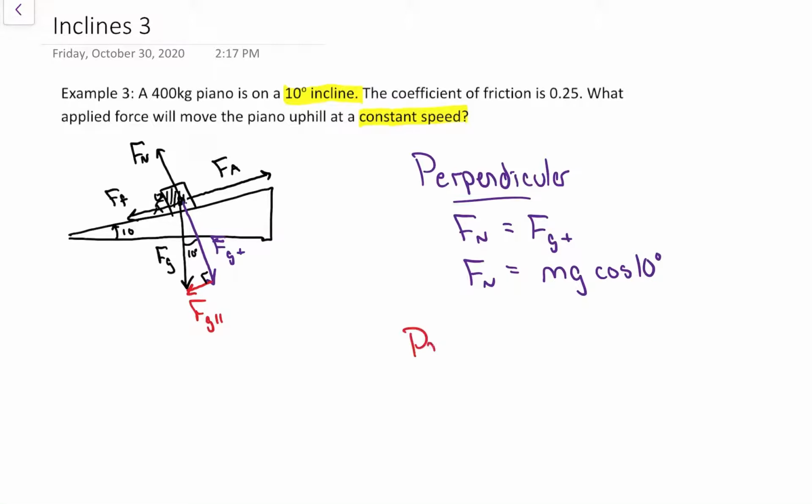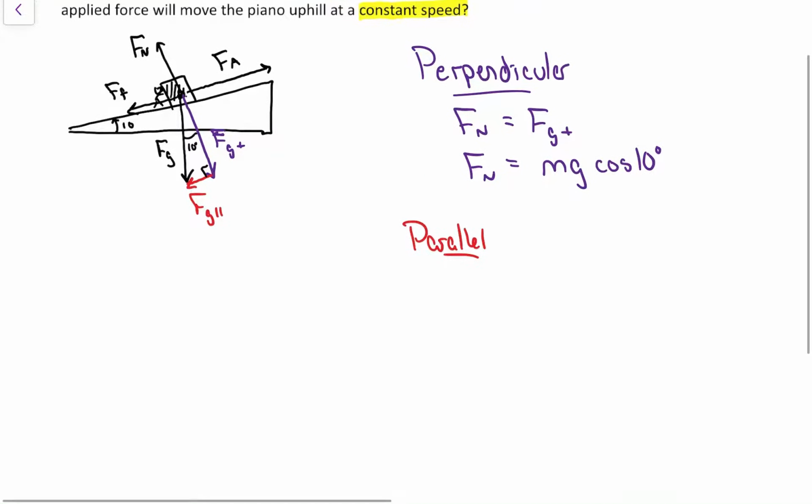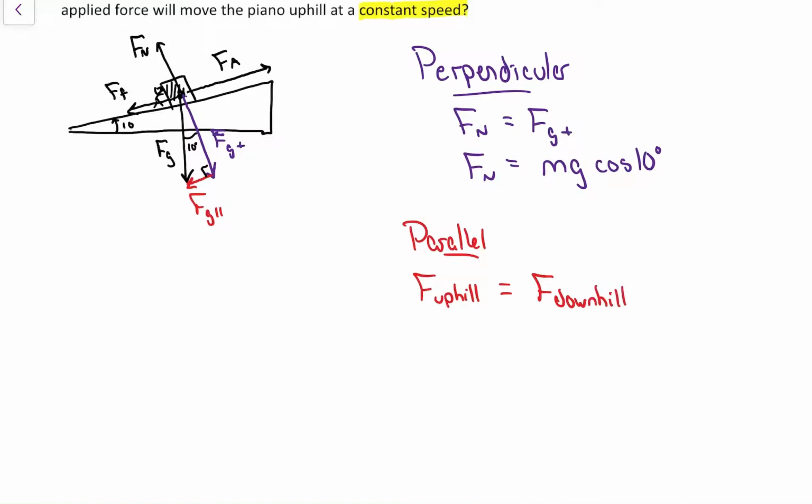In the parallel component, we could set up F net equals ma, but the a is 0. So I'm going to do it a little bit differently. I'm going to say that the uphill forces must be completely balanced by the downhill forces. In this particular one, there's only one uphill force. That's how hard the guy's pushing it, or the person's pushing it. There's two downhill forces, the component of gravity and the component of friction.